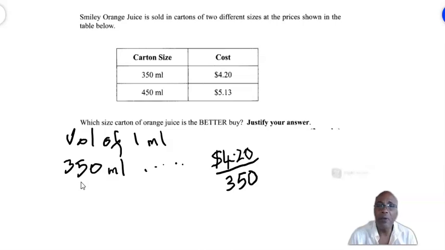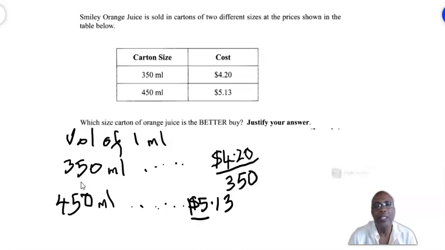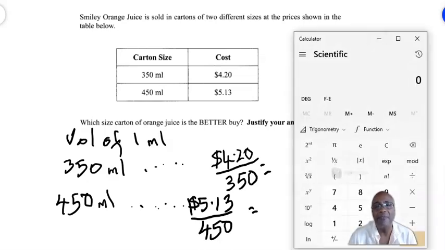And you do the same now for the 450 mil carton. The cost of 1 mil will be the cost of the carton, which is $5.13, and you divide that by 450. And the one that will be cheapest or lower cost is the better buy. So let's get the calculator and find them.